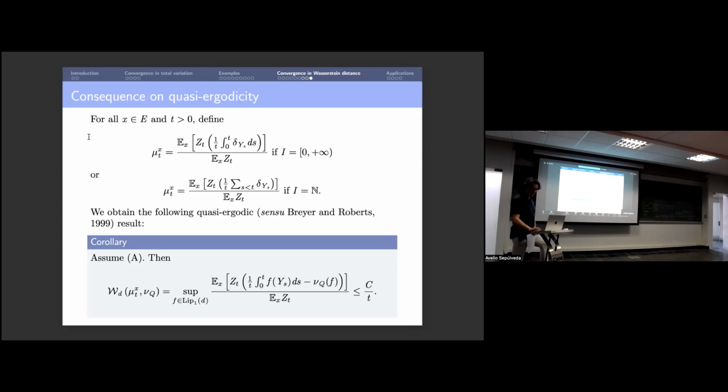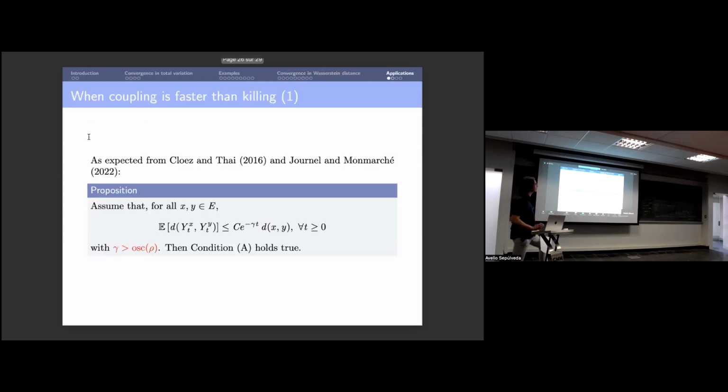So these are the main consequences, and now I can come back to my examples. The first example that I did not describe in the beginning is that, if you look at the previous works of Bertrand Cloez and Marie-Noémie Thieullen, Denis Villemonais in 2020, and Lucas Journel, Pierre Monmarché, basically the result that they obtain is that we can have convergence of conditional distributions when coupling is faster than killing. So what do I mean by that?